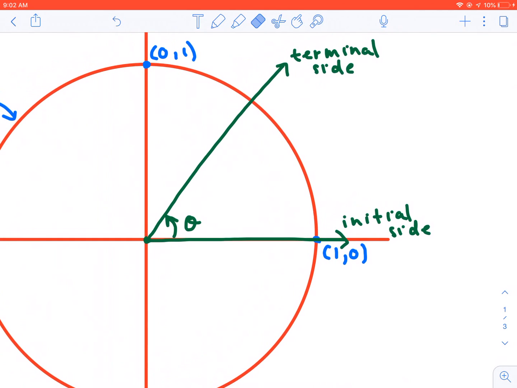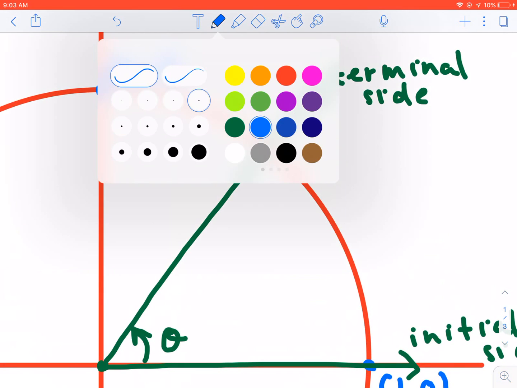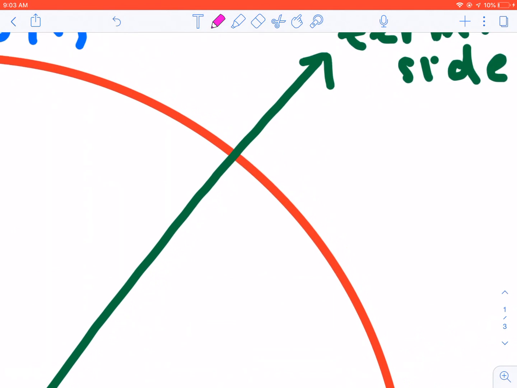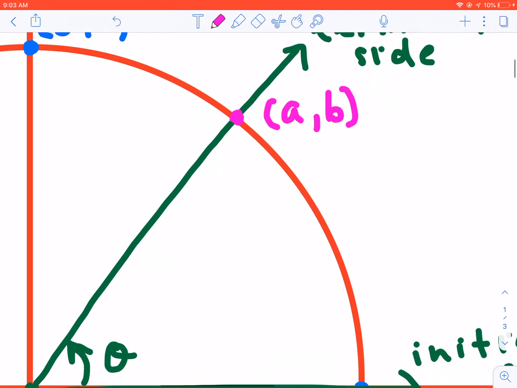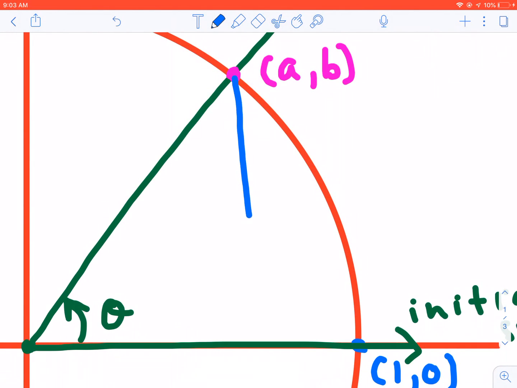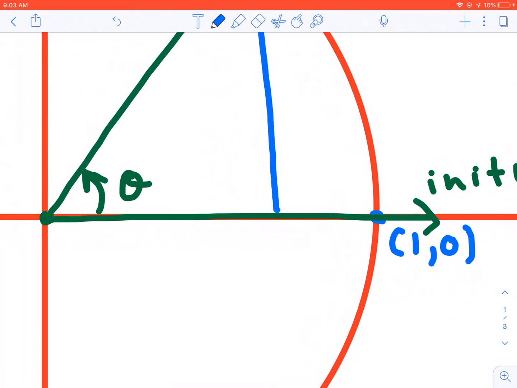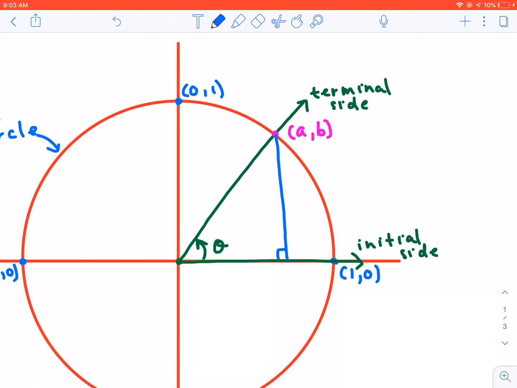So we got a terminal side and an initial side. And where this terminal side intersects the unit circle, I'm going to call that a point. I'm going to call that A, B. Right, next I'm going to drop down a perpendicular to the x-axis from that point, a comma b, perpendicular to the x-axis, and there we go. So we got a right triangle.